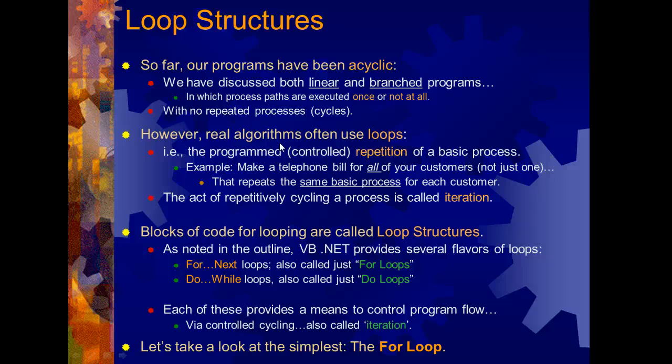So we've discussed both linear and branched programs. Linear would mean you don't have any branches and you don't have any loops either, in which process paths are executed once or not at all, with no repeated processes, no cycles. However, real algorithms often use loops.